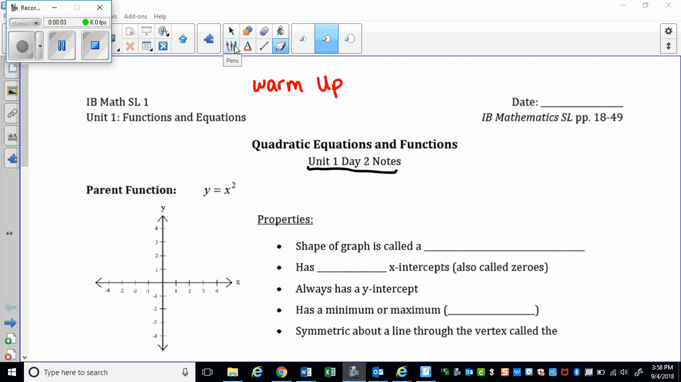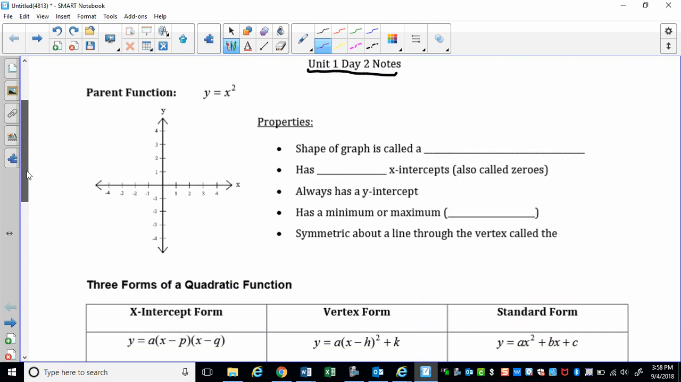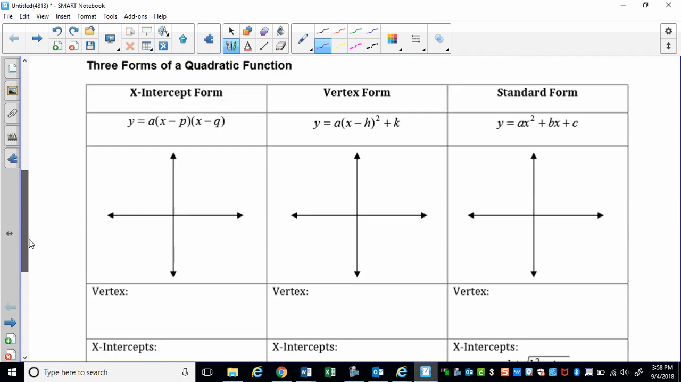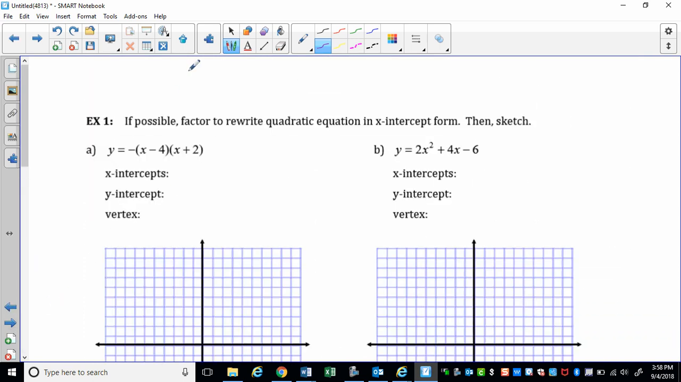Good morning. So this is going over Unit 1, Day 2 notes. Okay. I want you, as a warm-up, to just go over the first page, fill in everything that you can. This should just be a review of quadratics. Go ahead and flip your paper over, so you can pause the video if you would like. And when you're done, go ahead and flip your paper over. We're going to go over these example problems.